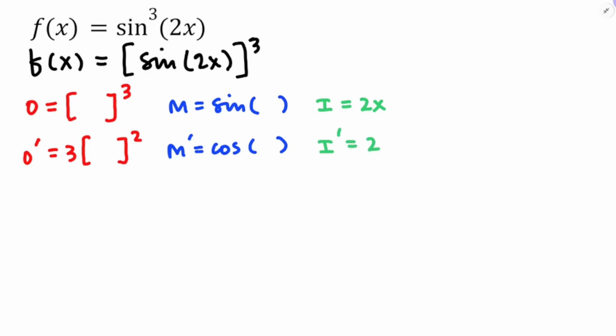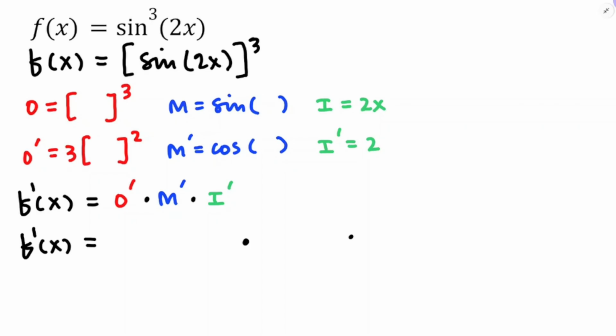Now, just like when it was just an outside and an inside, we're going to be multiplying derivatives. It's the theme of the video here. So f prime of x is going to be outside prime times middle prime times inside prime. Let's set that up. Outside prime is going to be 3 times something to the 2 power. Middle prime is going to be cosine of a thing, and inside prime is 2.